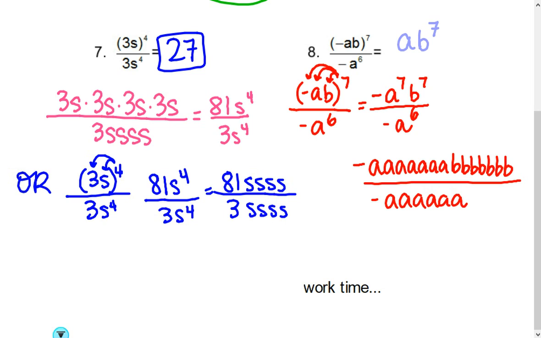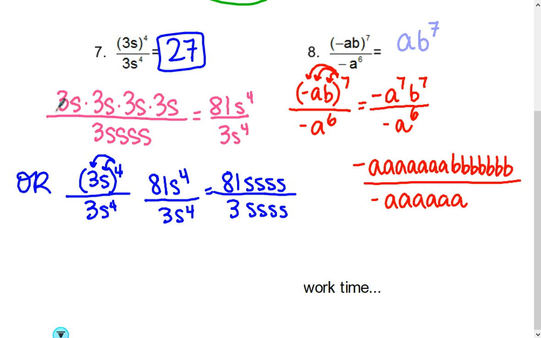All right, we had some fun problems here on 7 and 8. These are wild. So you can see I wrote it out a couple different ways. There's so many ways to approach it, so you just have to figure out which way makes most sense to you. On this first one, I wrote this out 4 times. It's 3s to the 4th power, so 3s times 3s times 3s times 3s.